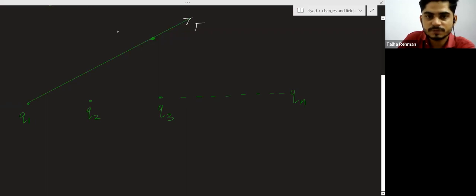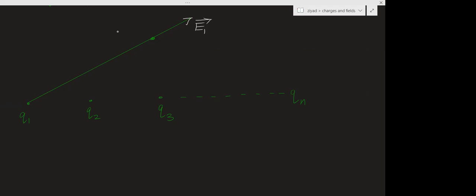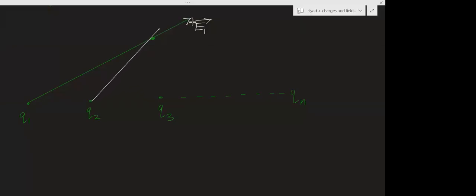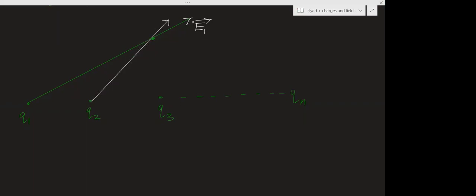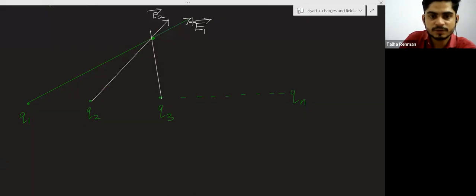Suppose this is E1. Because this is also a positive charge, both will repel each other. And due to this Q2 charge, the direction of electric field will be in this direction. Suppose this is E2. And due to this third charge, the direction of electric field you can take in this direction.